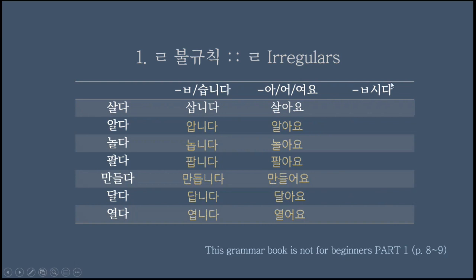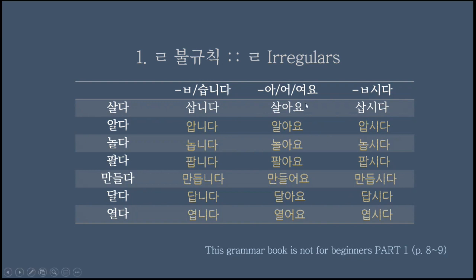It goes 읍시다. What is this? Formal, polite endings, but for prepositive sentences. So 살다, 삽시다. Exactly the same. Real drops, and you just put 읍시다 at the end. 삽시다, 압시다, 놀다, 놉시다, 팔다, 팝시다, 만들다, 만듭시다, 달다, 답시다, 열다, 엽시다.